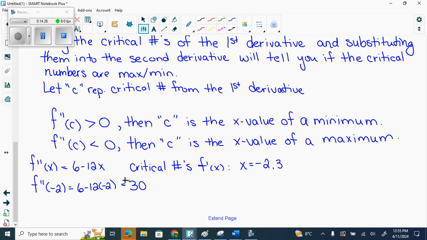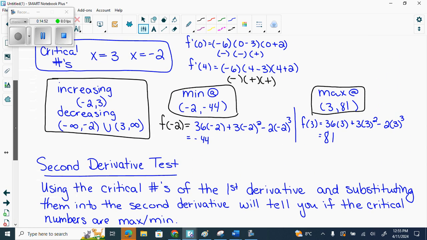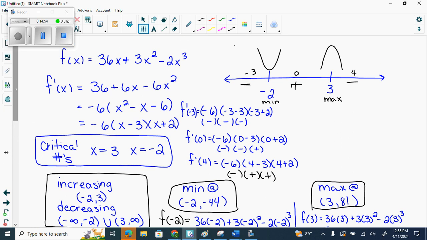So I literally just found a coordinate on the second derivative. The coordinate on the second derivative is at negative 2 and 30. That would be a true statement, but I don't actually care about that. I care that it is positive. So then what am I saying? Negative 2 and something, I think it was negative 44, we found it before, is a min, because this is positive. Let's go double check our work. We had a min at negative 2 and negative 44, which was a lot more work.